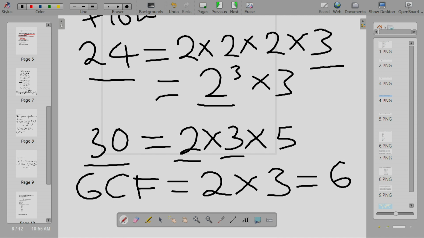So now let's move to another topic, which is LCM, or lowest common multiple. We have already discussed the greatest common factor. Now let's move to lowest common multiples, or simply we call it LCM. The LCM also can be calculated by using two methods.